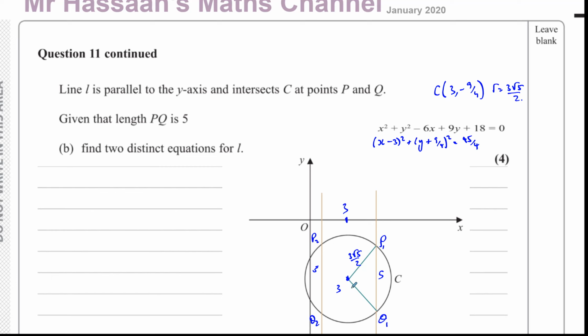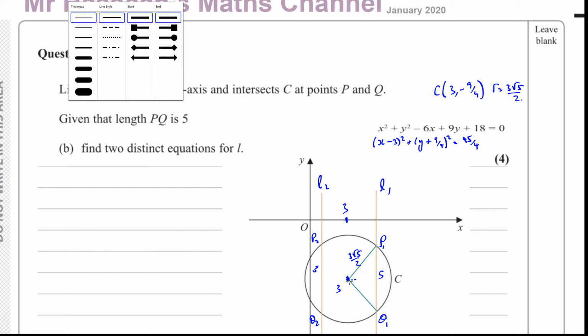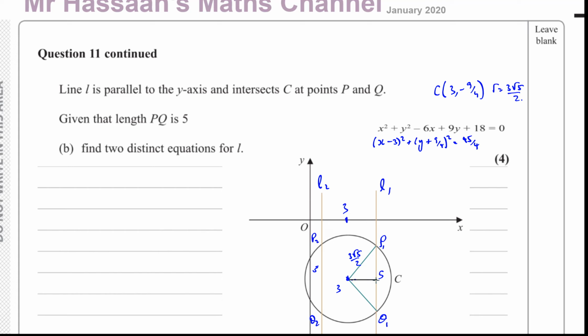Now, I want to find the equation of these two lines, line 1 and line 2, let's say. So if I know this distance here, if I know that distance, which is like the perpendicular distance of the line P from the center, I can then find the equation of this line, because this is going to be 3 plus that distance, let's call it x, and then this is going to be 3 minus that distance, also x here.